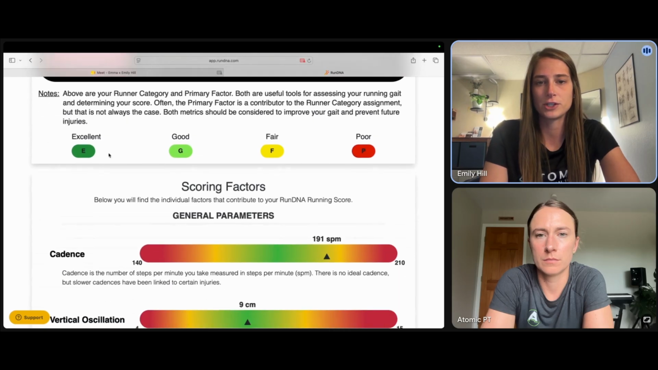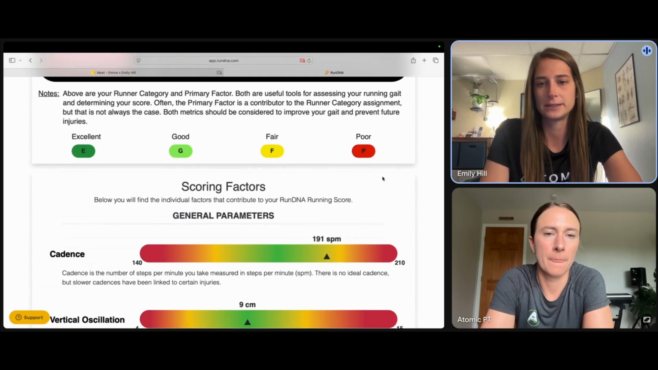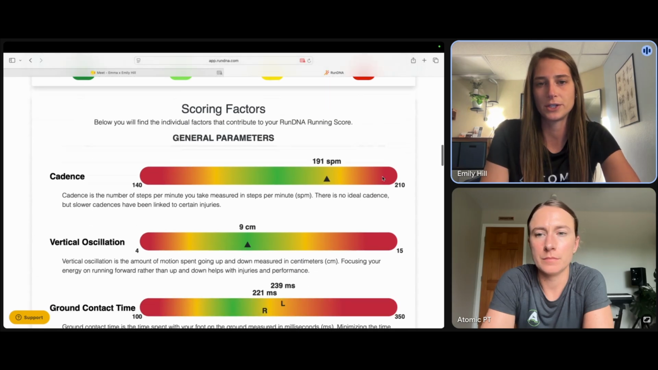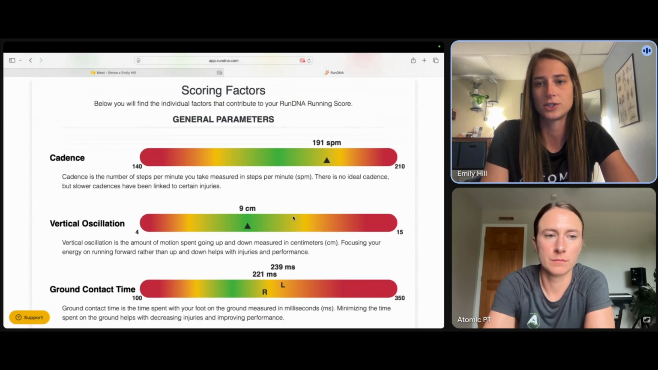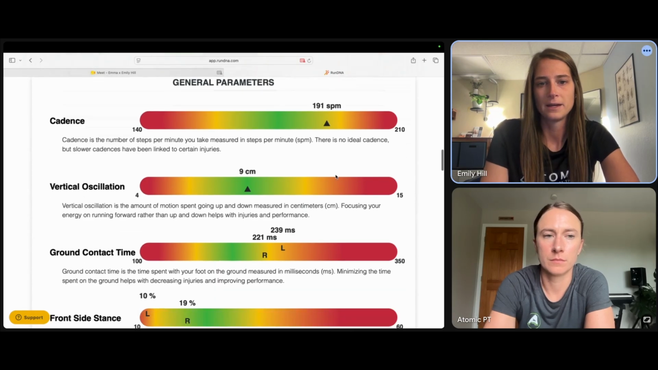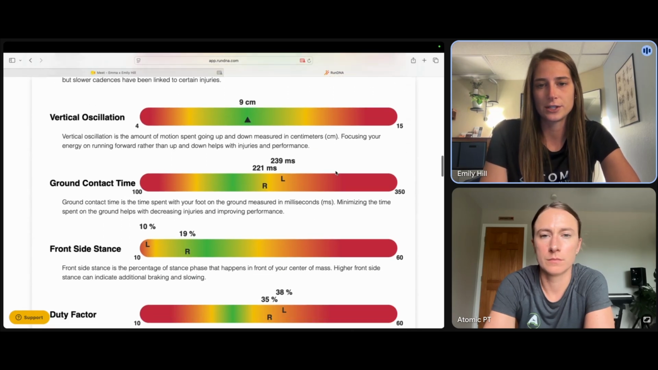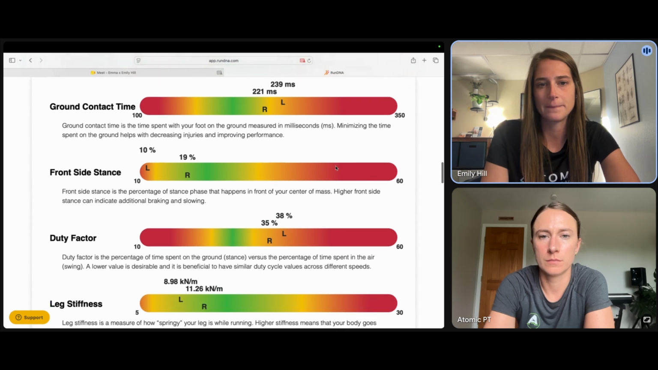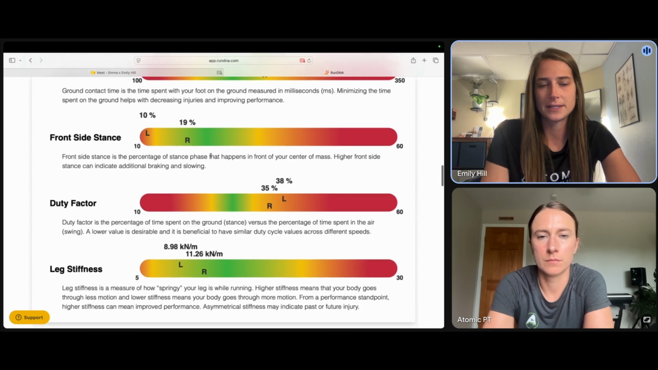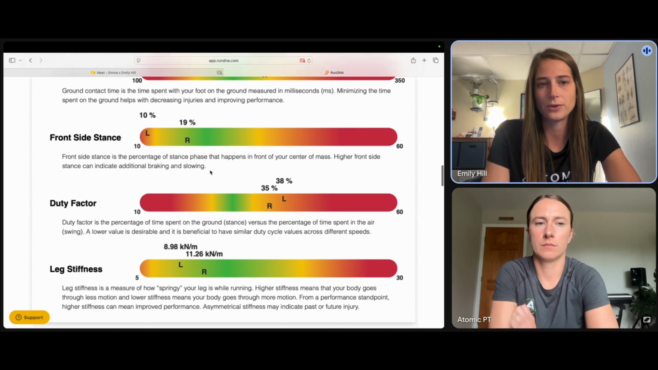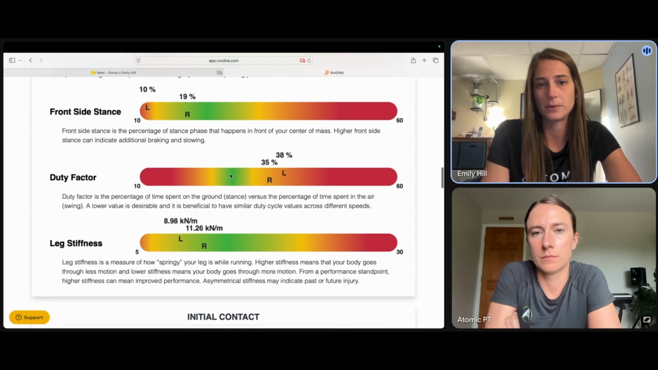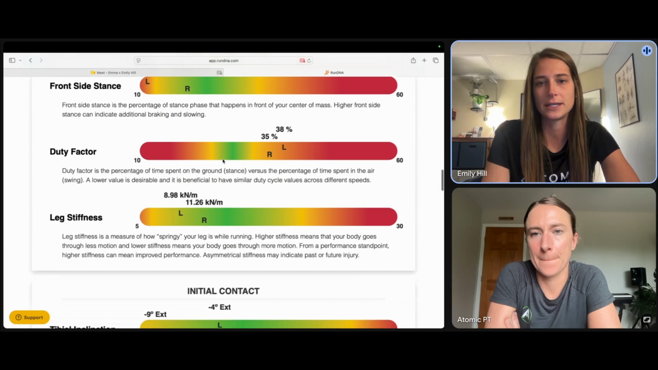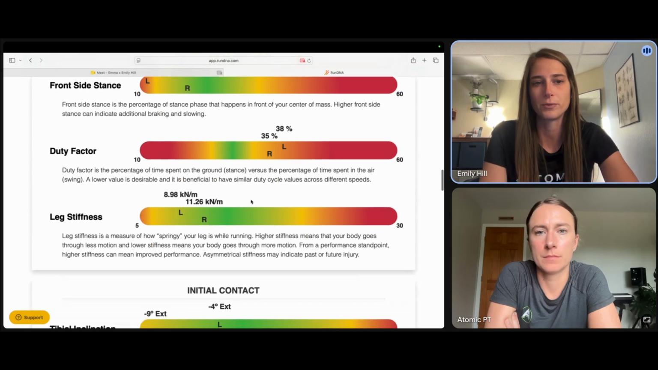Okay, so again, we have our chart for how we're going to rate things just in general. But then as we start looking at these parameters, again, cadence, it shows us kind of on a sliding scale where it's at. Still a pretty good number. Vertical oscillation looks good. Ground contact time. And then it's nice here too, because this will kind of tell you what each of these parameters mean and kind of what you're looking at here. And then you can kind of see that scale as to like if you're in that green area versus more of the red.